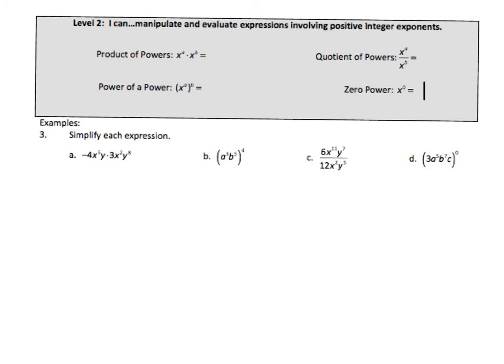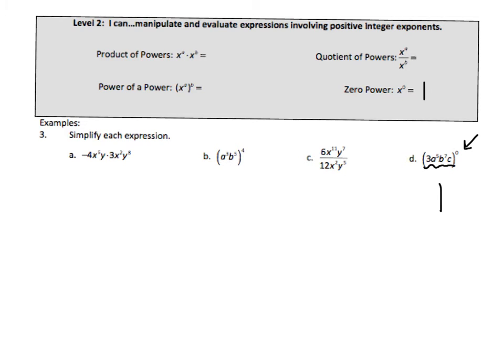So even if you look at example D, it's got 3, a to the 5th, b to the 7th, c, but all of that is in parentheses and it's raised to the 0 power. Because all of that is raised to the 0 power, your answer for D is just 1. So it doesn't matter if it's one base or a whole group that's raised to 0, it's always going to be 1.